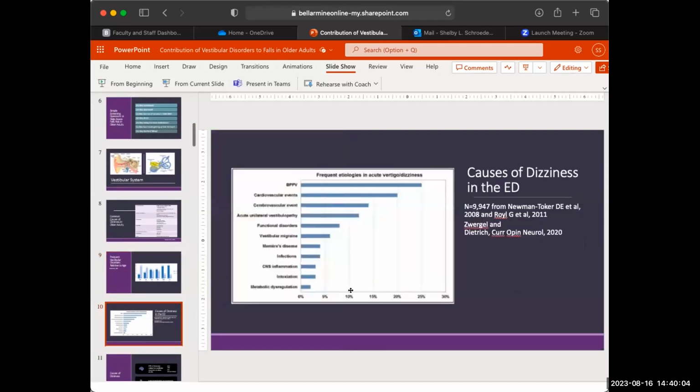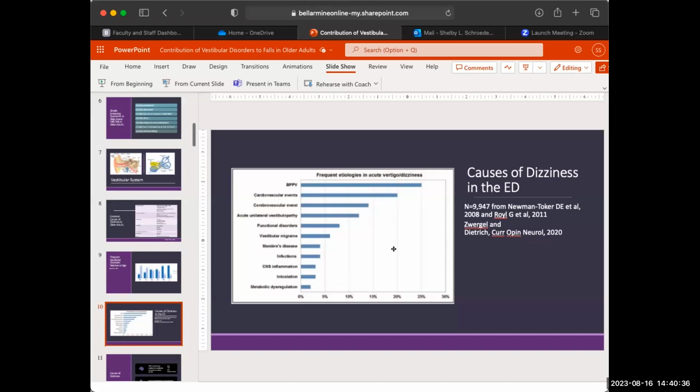And here is another illustration of causes of dizziness in the ED. This is not specific to older adults, but this is what will bring people into the emergency department. I work in the emergency department at Baptist Health Floyd. We just this week launched a program where we have a physical therapist full-time staffed in the ED. And so this is kind of where I'm hanging out right now and see dizzy patients pretty regularly down there.